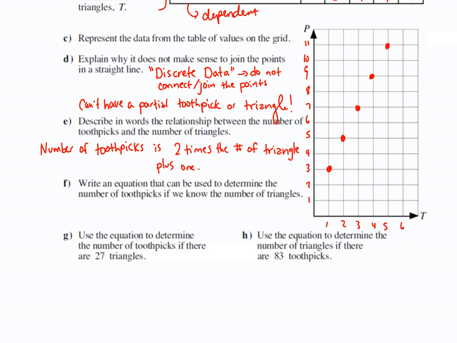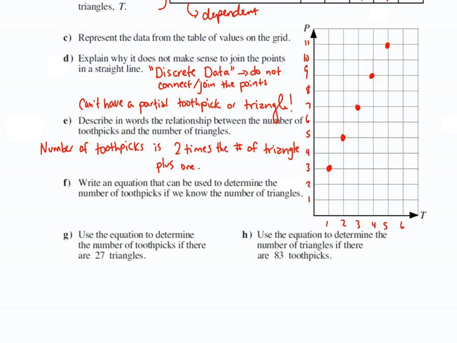So let's write an equation. Okay, so we want to use the variables p and t. So instead of x, you do 2t plus 1 equals p.